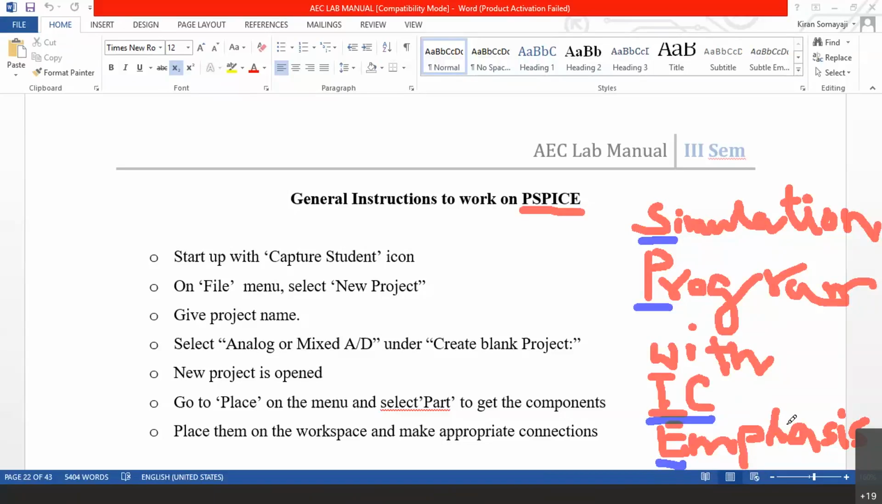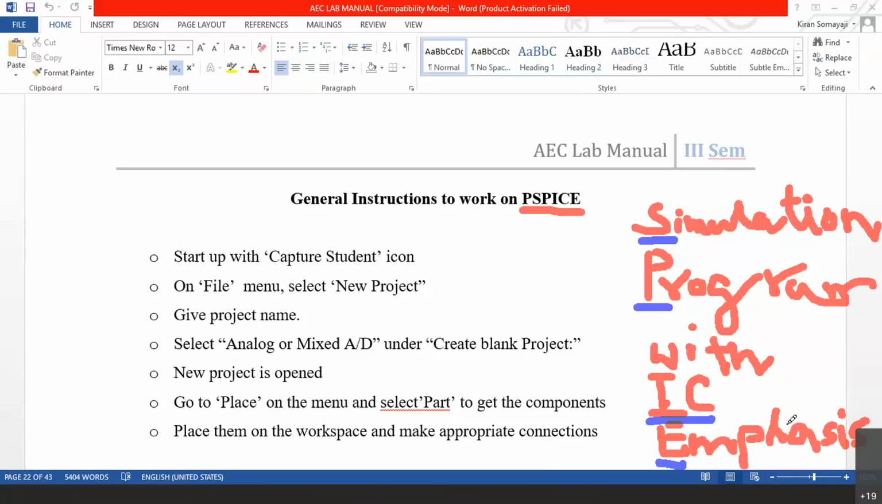Now this particular program can help simulate the circuits which are meant for integrated circuits also. That means generally integrated circuits work with high speed, high memory, and all such circuits can be simulated using PSpice. That is why it is told as, not only PSpice, Spice as such. So it is told as simulation program with integrated circuit emphasis.